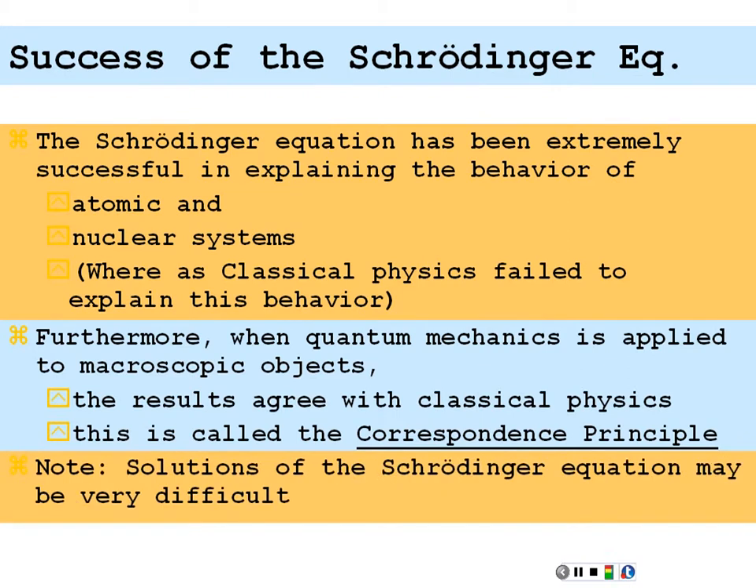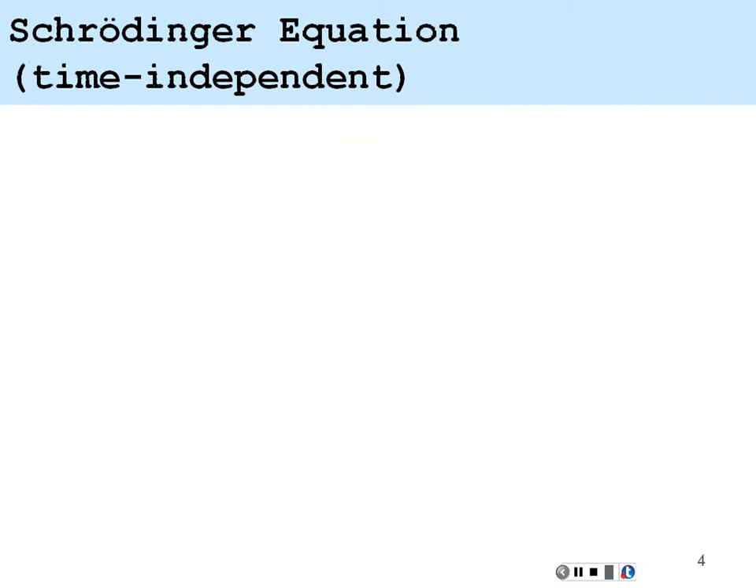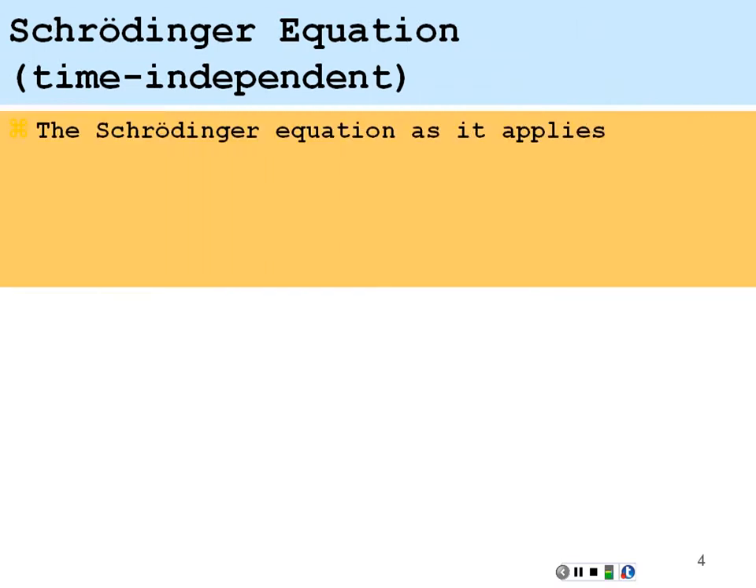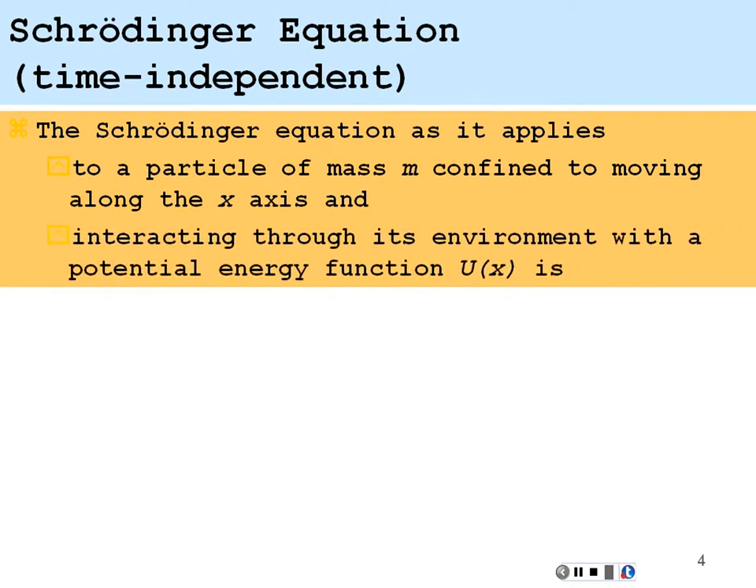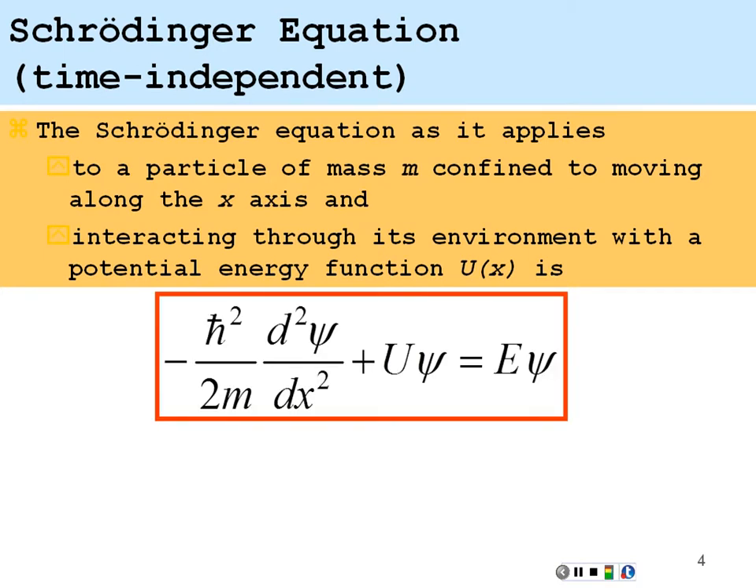Solutions of the Schrodinger equation may be very difficult. We're going to look at the time-independent Schrodinger equation, as it applies to a particle of mass m confined to moving along the x-axis and interacting with its environment through a potential energy function U of x. So we always have to think of the combined wave function with the particle and its environment. It looks like this. Negative reduced Planck's constant h bar squared over 2m times the second derivative of the wave function with respect to x plus the potential energy times the wave function equal to E times the wave function psi.